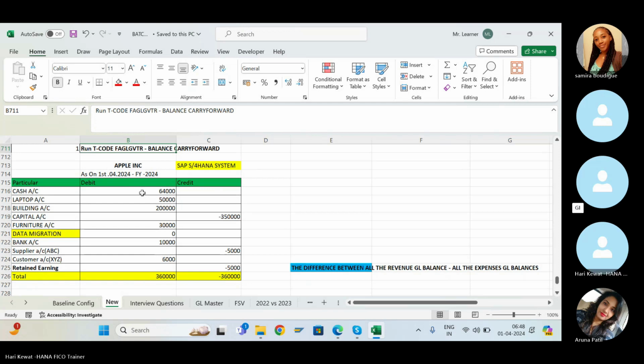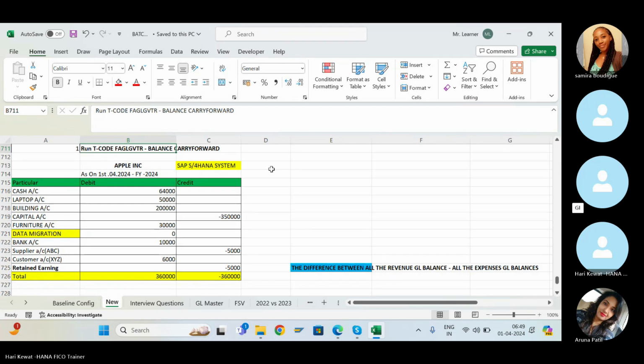Sir, is this for vendor and customer also? Yes, for all. In S/4HANA, only this single T code is enough. F.07 and the others are not required now. In S/4HANA this T code is enough. It will carry forward every balance. But the old T code is still available in case you want to run it, you can run it.